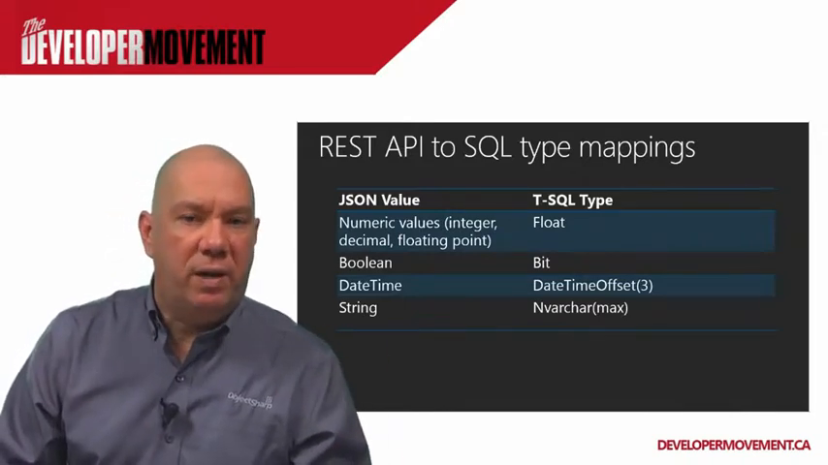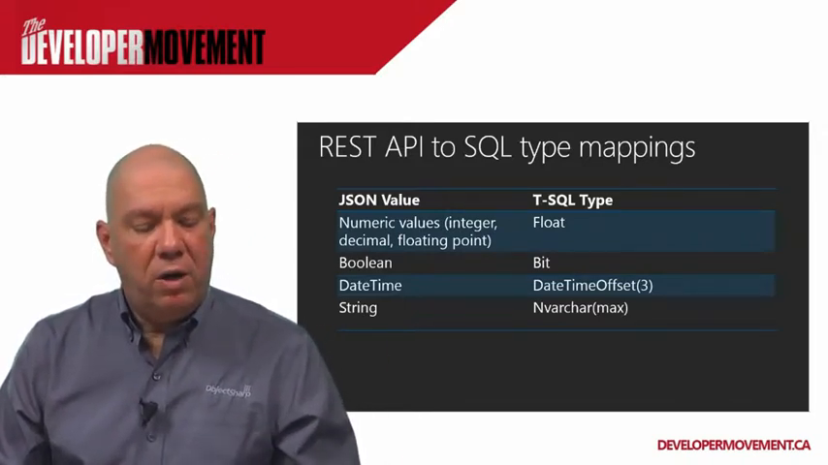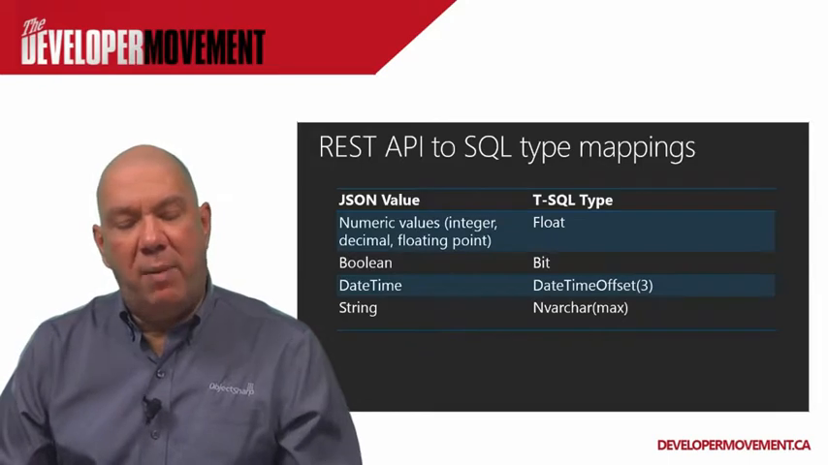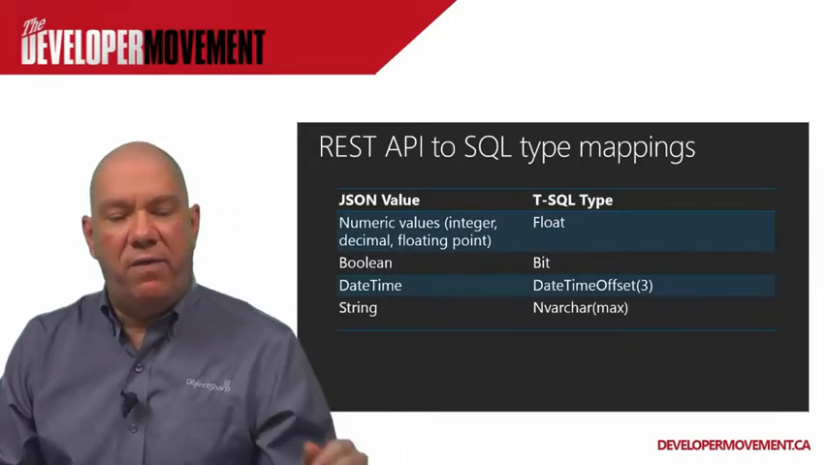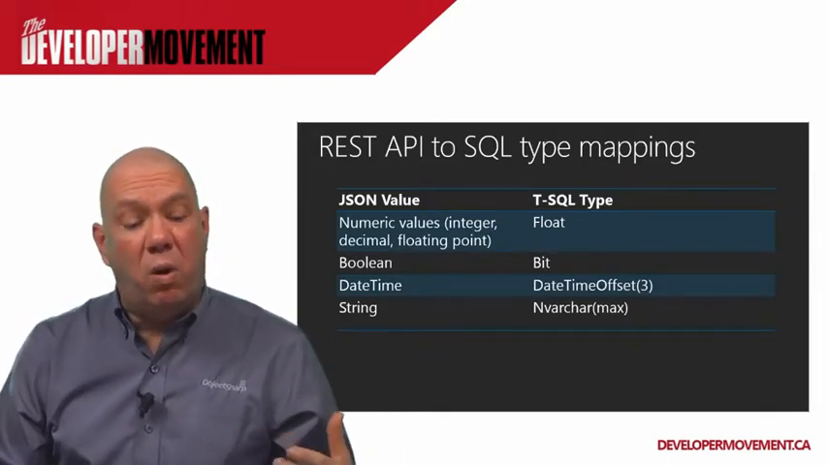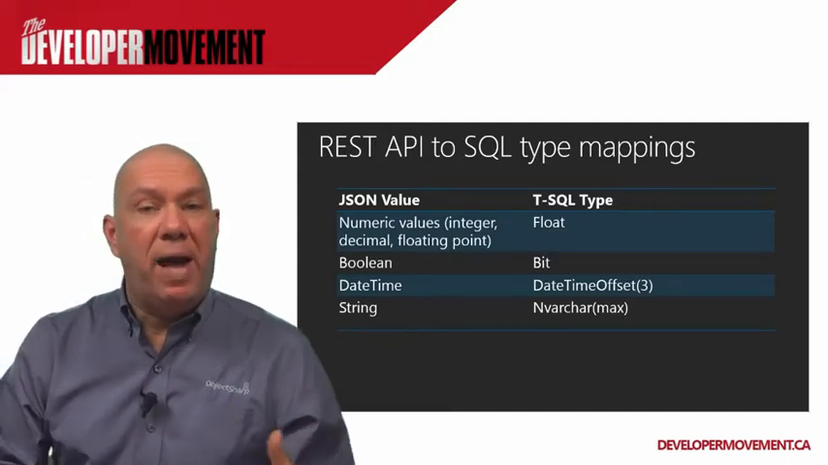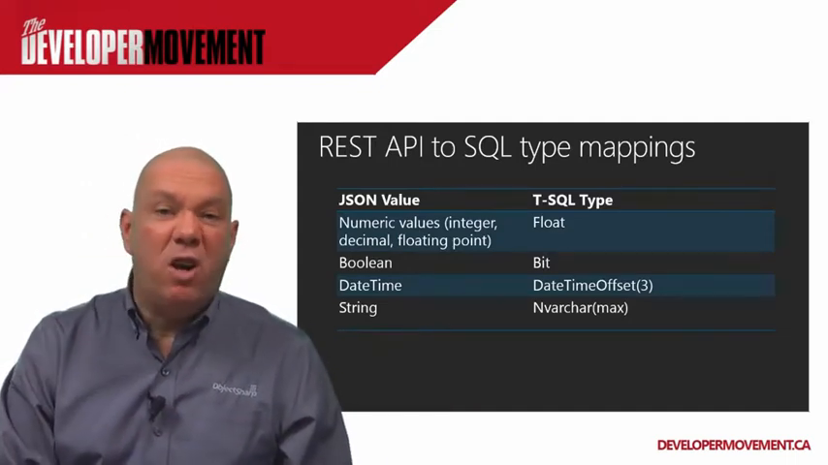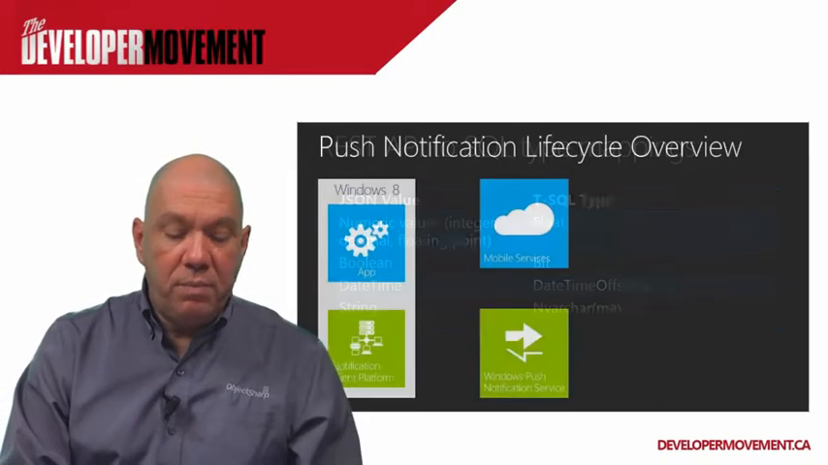A Boolean gets converted into a bit. Your date time gets converted into a date time offset. Your string is an nvarchar max, so you can have as much as you want. That mapping happens automatically as part of the dynamic schema functionality that happens to be out there.